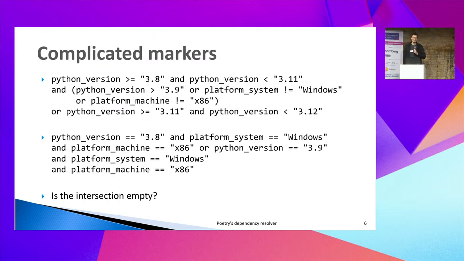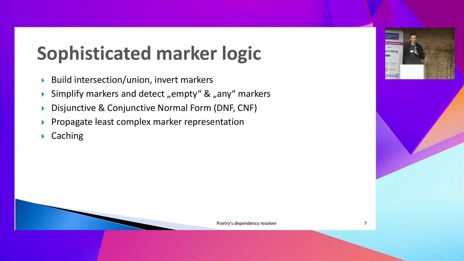However, in the real world, markers can become quite complicated. And probably most of you will agree, I hope so, that it's difficult to see if the intersection of these two real-world markers is empty or not. Poetry can tell you, because it has a quite sophisticated marker logic. Poetry can build the intersection and union of markers, it can invert markers, always with the goal to simplify the resulting marker as far as possible, and finally detect empty and any markers. That is, markers that can never be satisfied and markers that are always satisfied for each possible environment.